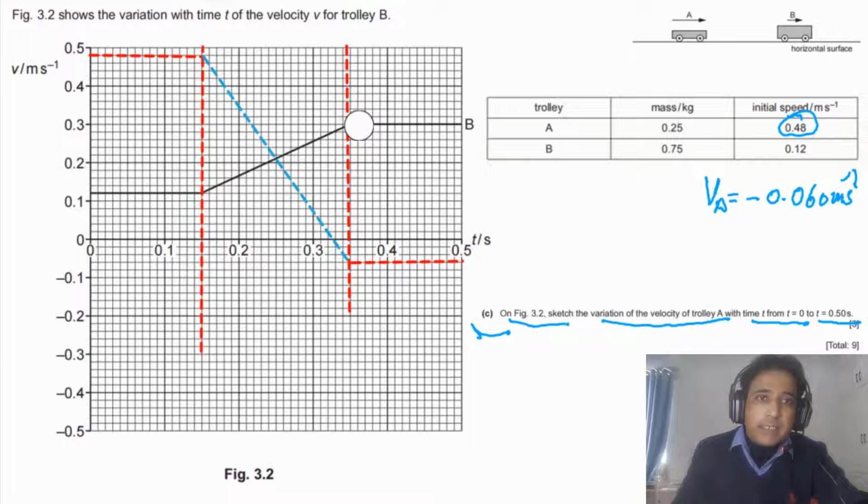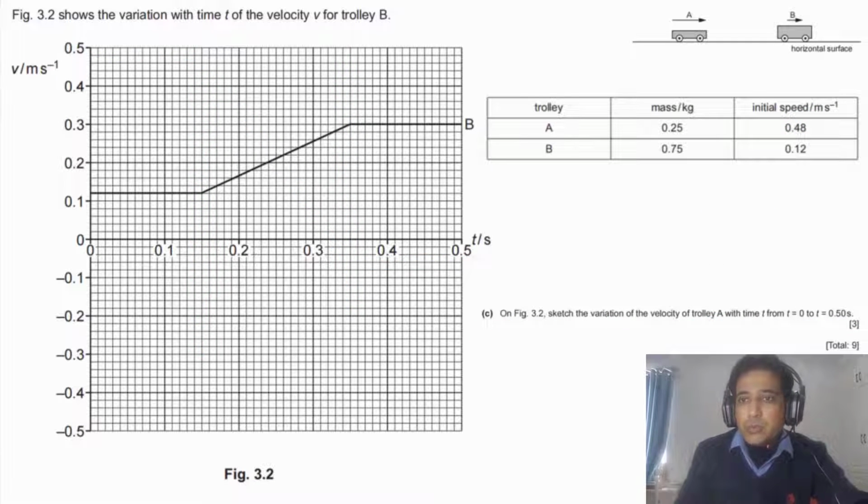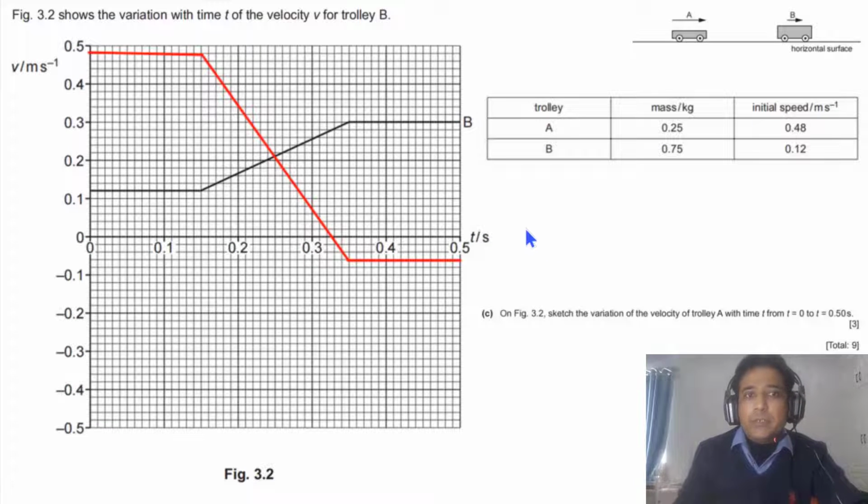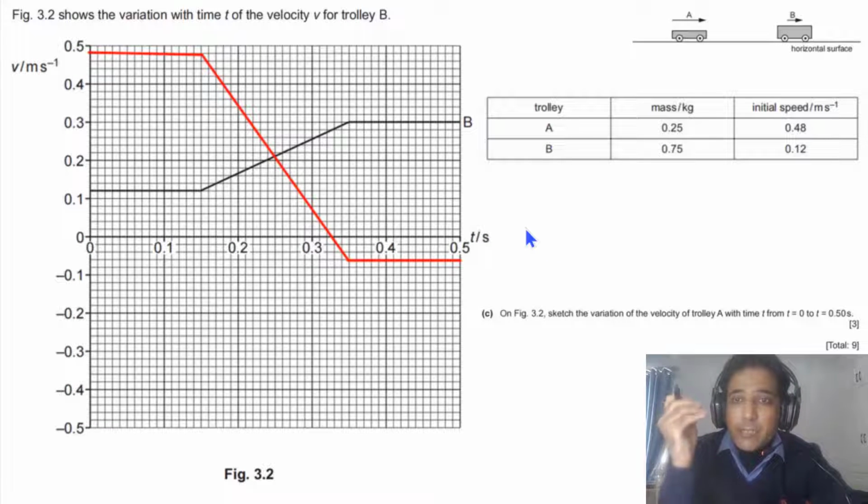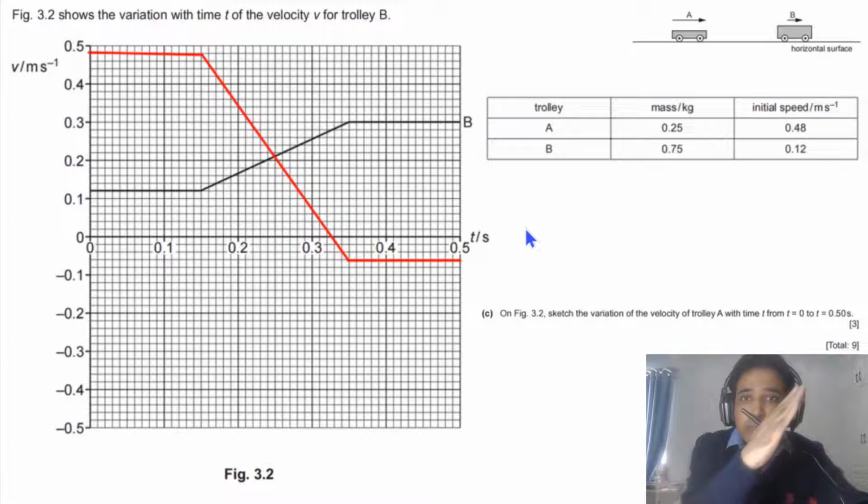Now let me clear the extra lines. So these lines we can simply clear. You don't need these vertical lines. So the final answer you can simply draw like this. So let me show you how you can sketch the final. So simply you can draw line like this. I hope this one is clear to you, and you also understand why it has to be a line with constant negative gradient, because acceleration is constant, because resultant force on the trolley is constant.